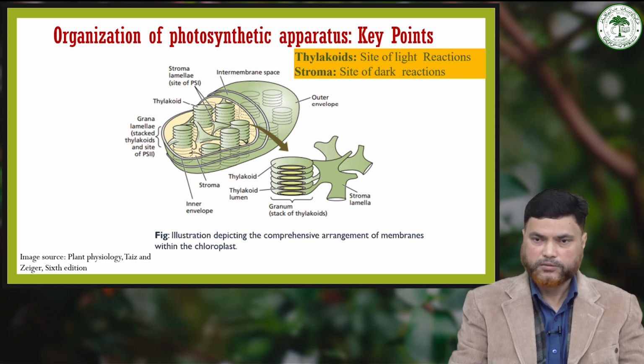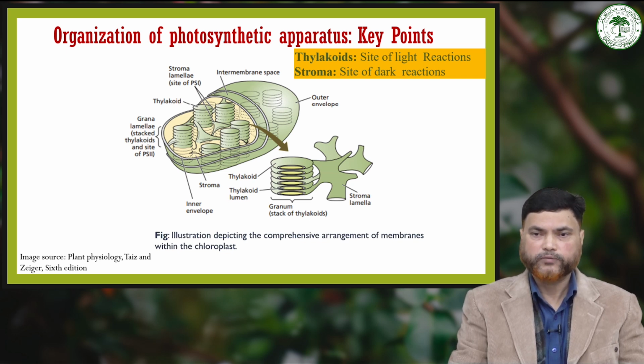Hence, these thylakoids serve as a site for the light reaction of photosynthesis. Carbon reduction reactions, on the other hand, are facilitated by water-soluble enzymes, so they take place in the stroma of the chloroplast, as stroma is hydrophilic in nature.